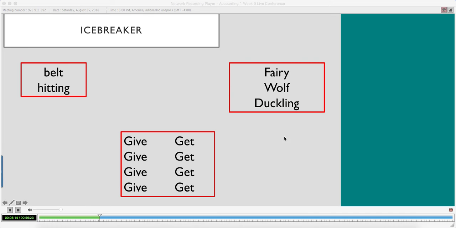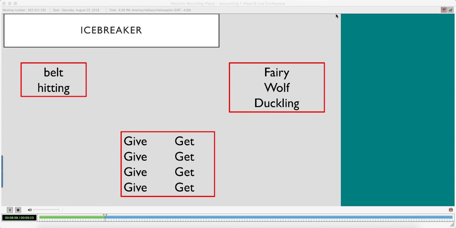Okay, so let me post the responses here. We have hitting below the belt is the first one. And we have the good, the bad, and the ugly. So we have the good fairy, the bad wolf, and the ugly duckling. And then the last one is forgive and forget. So we have one student that likes these icebreakers, and then we have another student that doesn't. So completely up to you. I'm just trying to try something new rather than the standard poll questions.